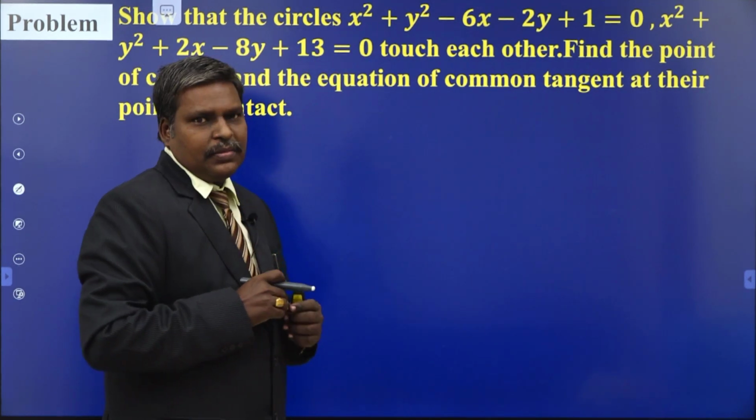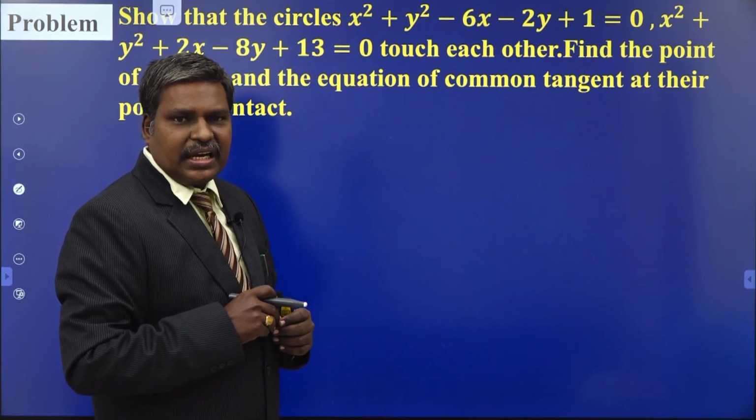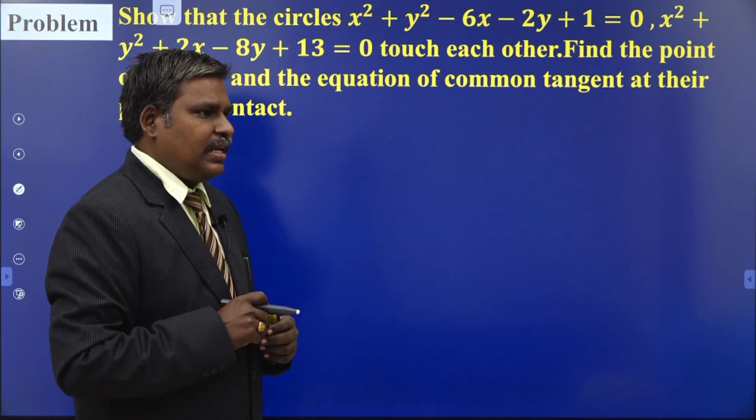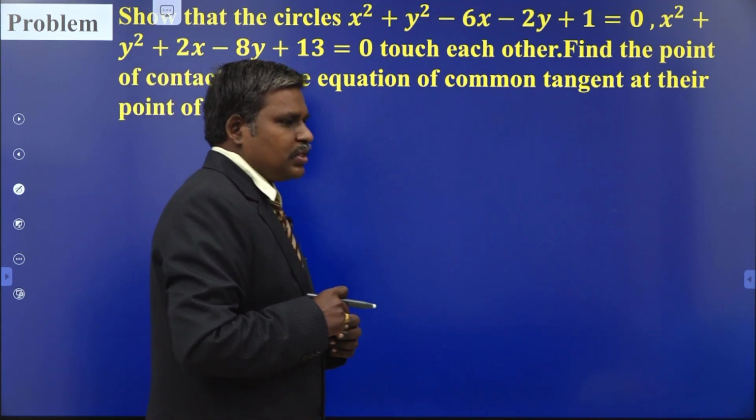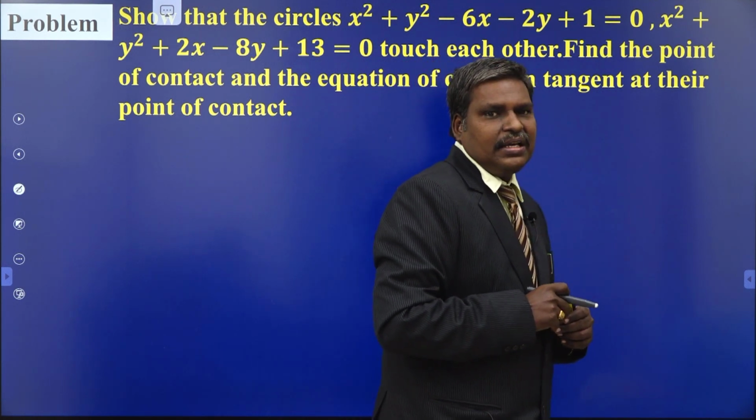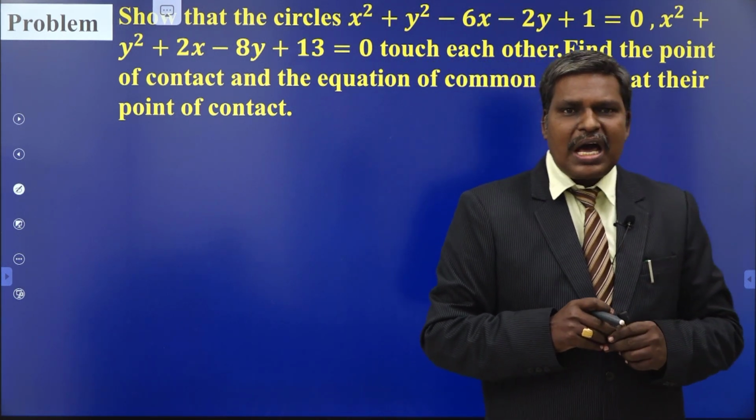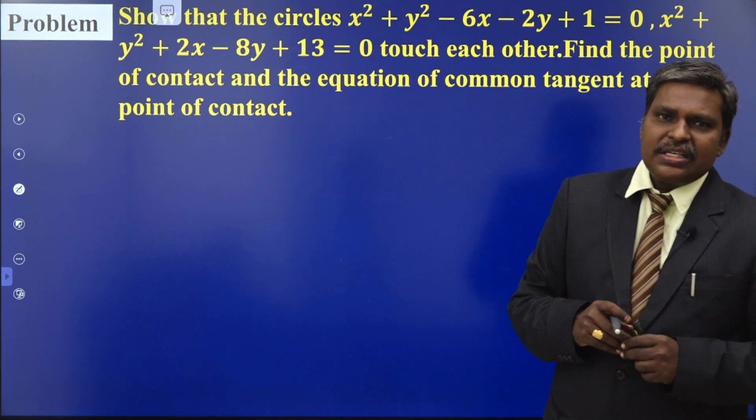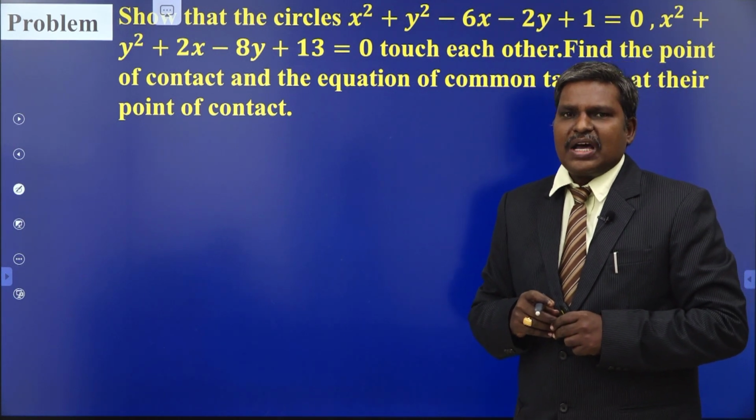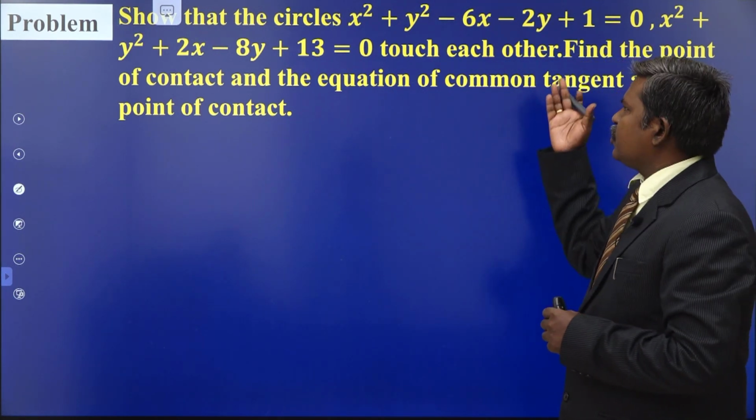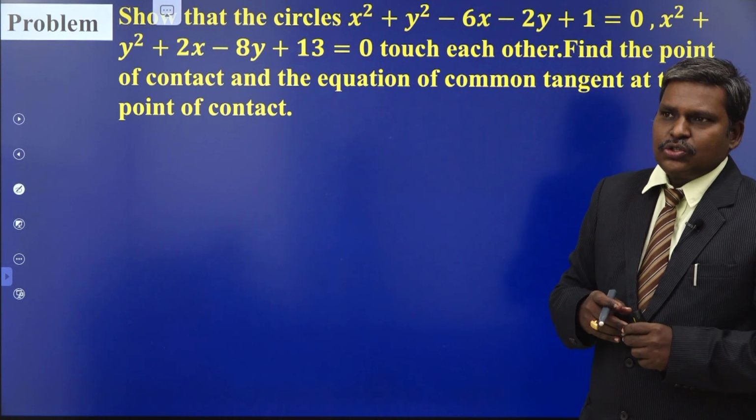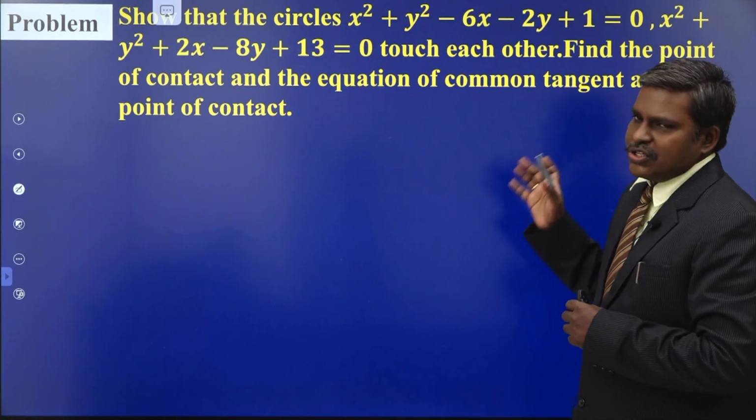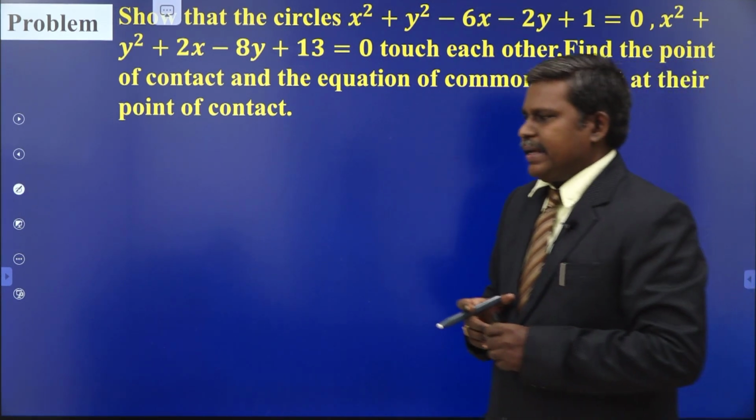Touch each other. That means they may touch internally or externally. What is the condition that the 2 circles touch each other externally? C1C2 equals R1 plus R2. For internal, C1C2 equals modulus of R1 minus R2. Which condition holds good for these 2 circles? Let us see. To get the conditions, you need to write the center and radius.